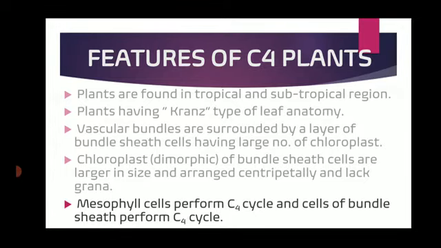Next, the chloroplasts present in C4 plants are dimorphic in nature. What is the meaning of dimorphic nature? That means they have two morphologically distinct types of chloroplast. The first variety is present in bundle sheath cells, which are larger in size and arranged centripetally. They have starch grains but they lack grana. But when we talk about mesophyll cells, there the chloroplasts are normal, as we have seen in other plants. So this is about the features of C4 plants.